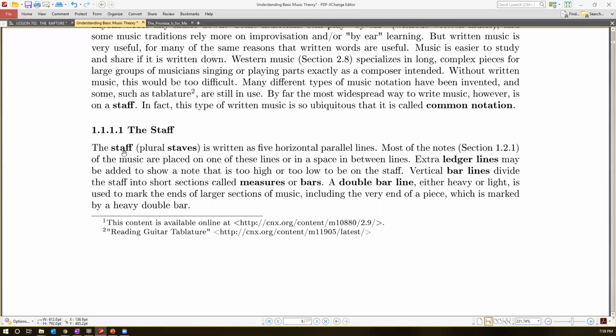Most of the notes of the music are placed on one of these lines or spaces, as we mentioned. Extra ledger lines may be added to show a note that is too high or too low to be on the staff. That's where the pitch is too high. Not the volume, but the pitch is high or the pitch is low.